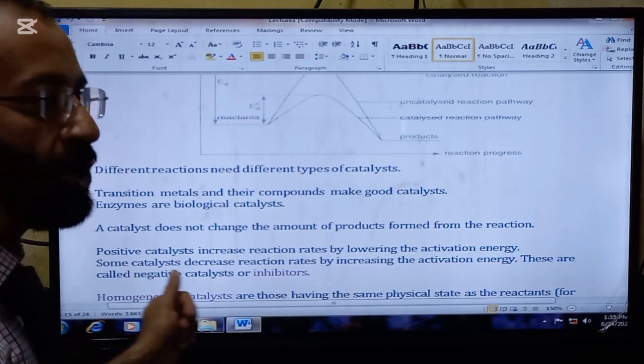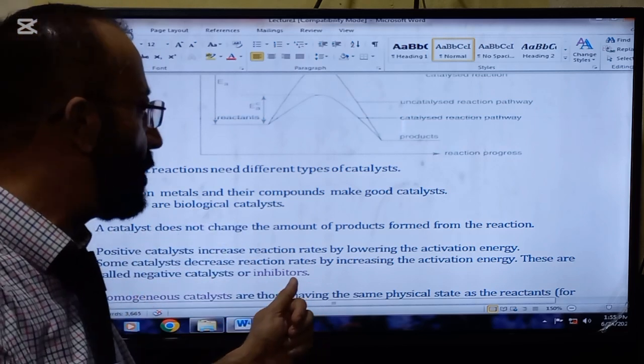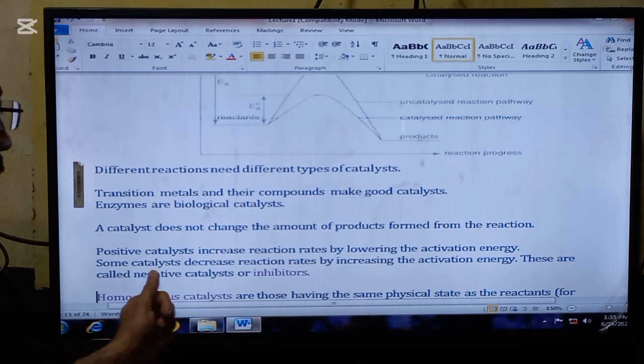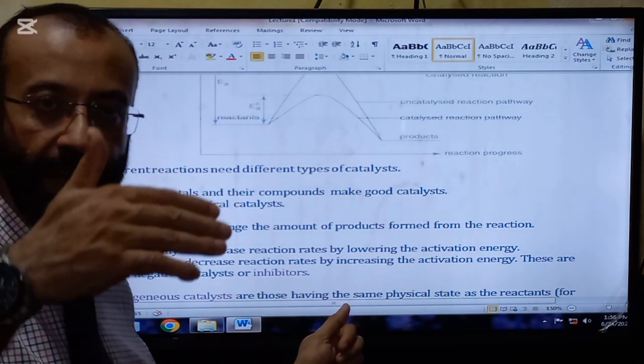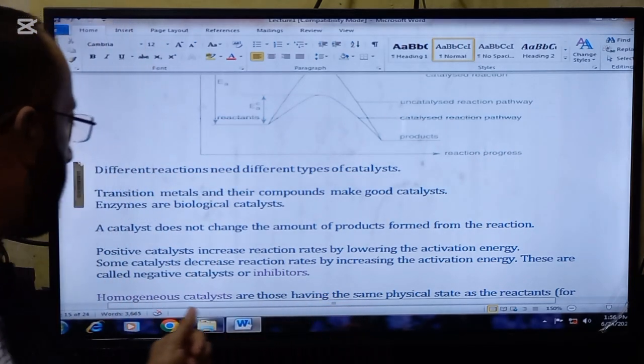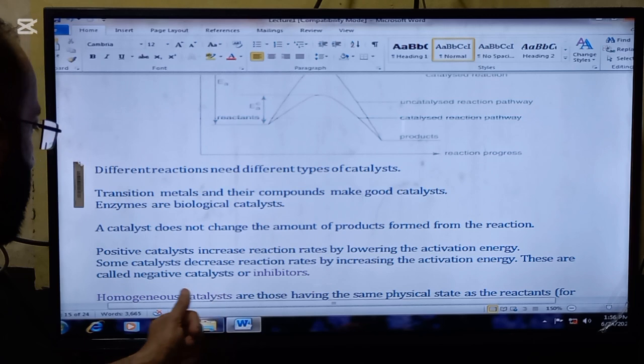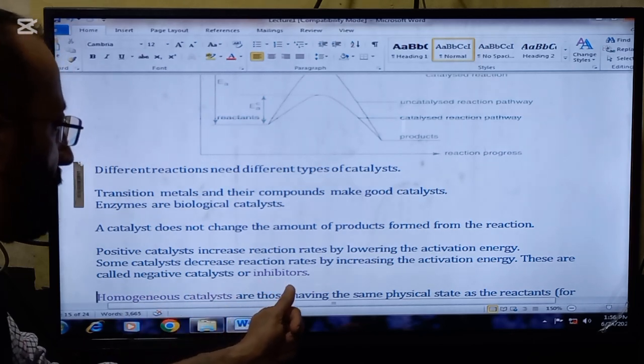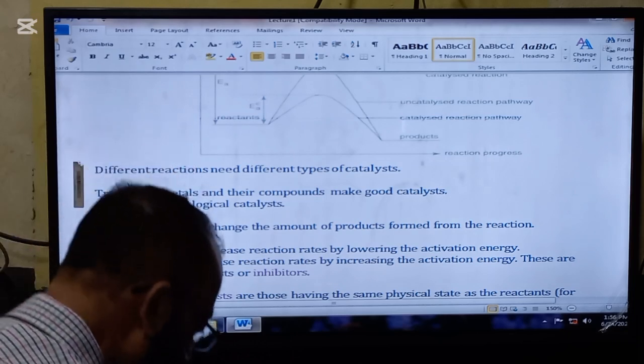So the catalyst which increases the speed of the reaction is called a positive catalyst, and the catalyst which decreases the speed of the reaction is called a negative catalyst, or another special name, inhibitor, is also used for them.